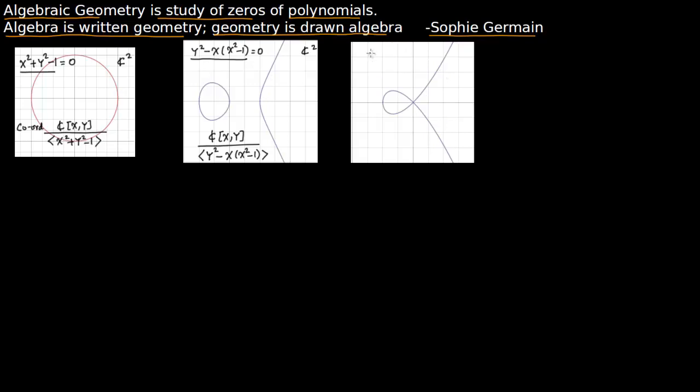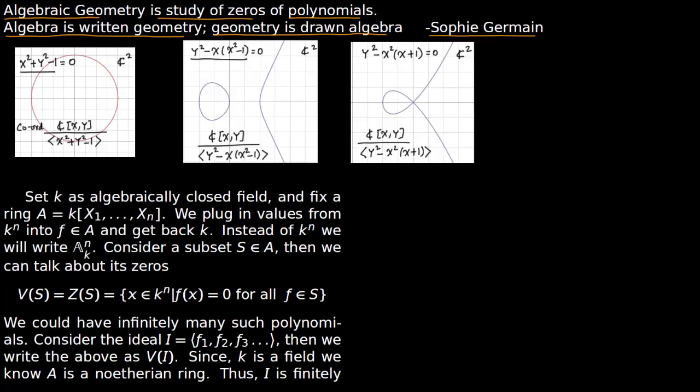Another example. Say you have y² − x²(x + 1), again in C². So this is 0. This corresponds to this curve. Now you can write here C[x,y] corresponding to C², and then modulo out this ideal. So you have geometry and you have algebra. So let us now start the course.